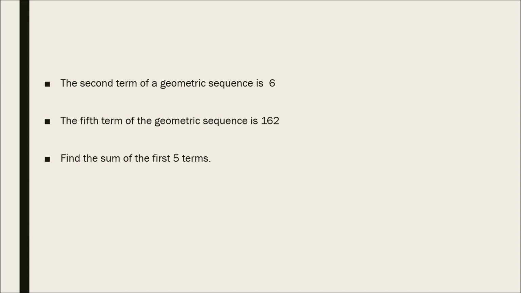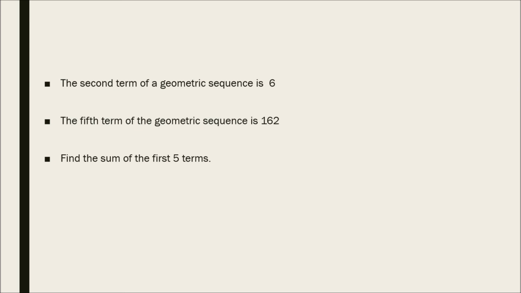The second term of a geometric sequence is 6. The 5th term of the same geometric sequence is 162. Find the sum of the first 5 terms. So I think this actually looks familiar. Yes, if you think about it, it looks familiar. It looks like the question we did a while ago.